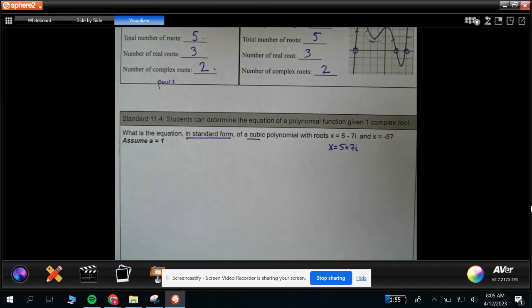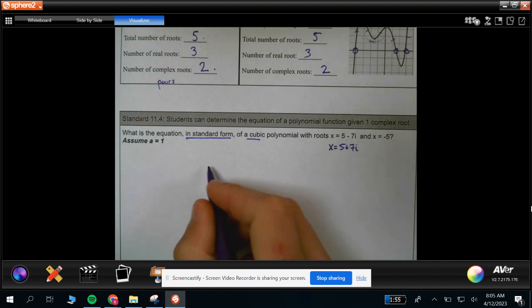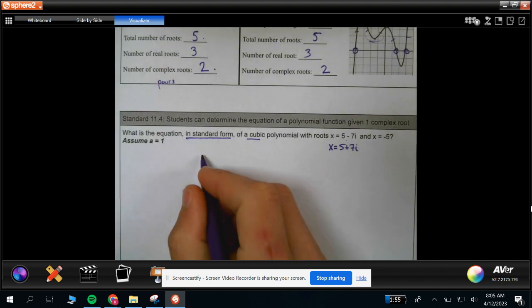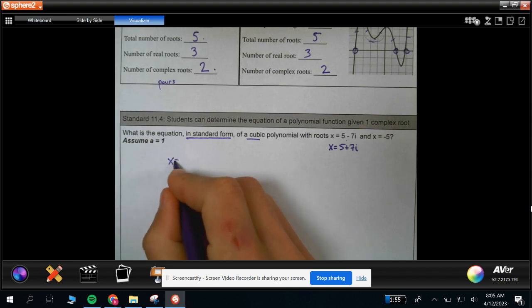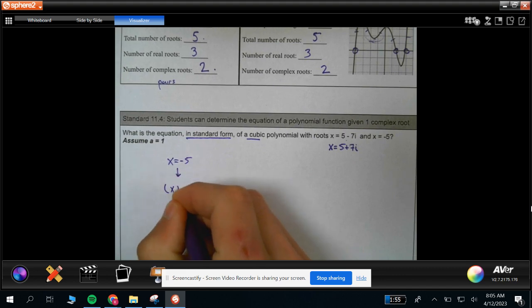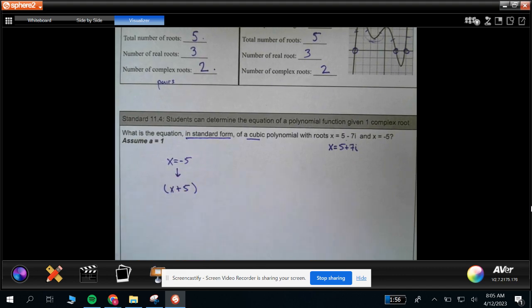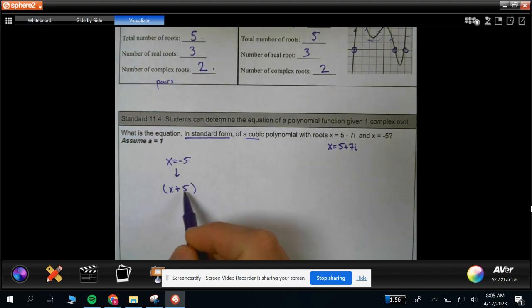So what does this look like in factored form? Basically, I have to work backwards. Well, let's start here. If I know that x equals negative 5, that means my factored form is going to be x plus 5, because if I put a negative 5 in here, this would be 0.